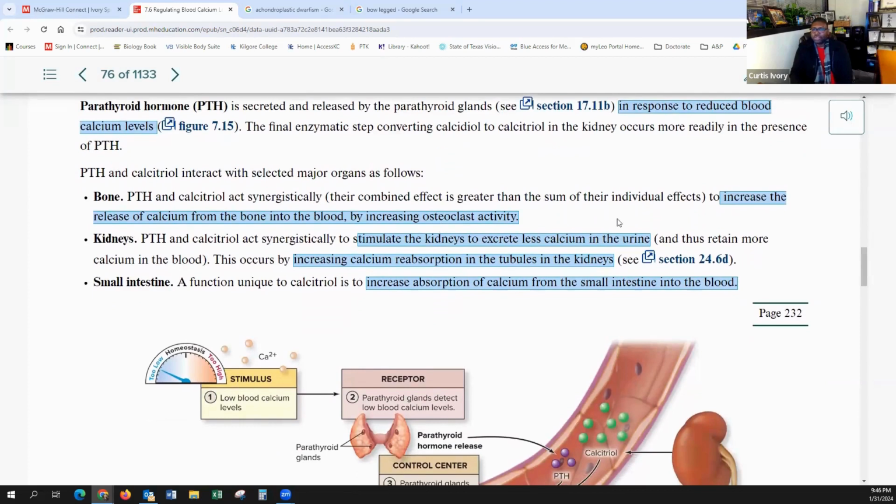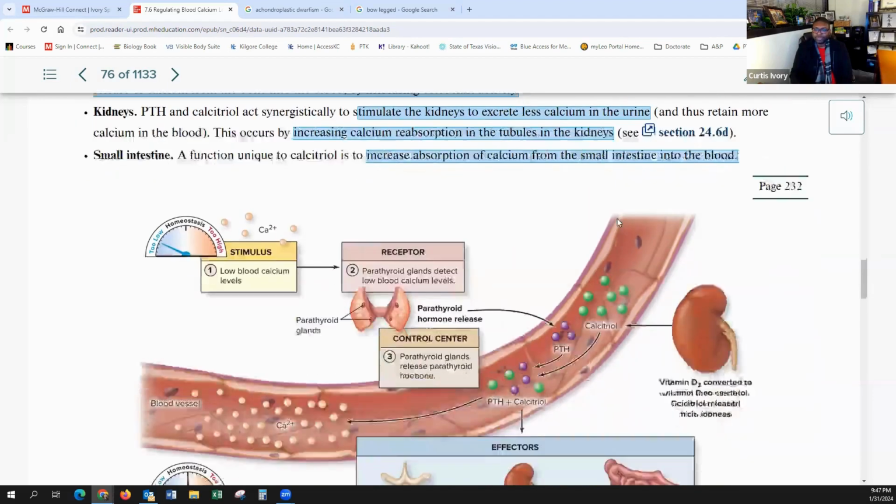It also tells our kidneys to stop allowing calcium into our urine. Essentially, it's going to stop the kidneys from letting calcium leave our body, because if we're low on calcium, we don't need the kidneys getting rid of our calcium. We need it to keep our calcium. So it tells our kidneys, hey, keep the calcium, don't let it go. And then it tells the small intestine to increase absorption of calcium.